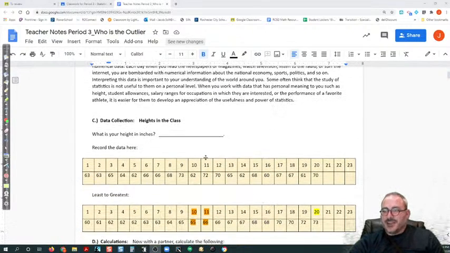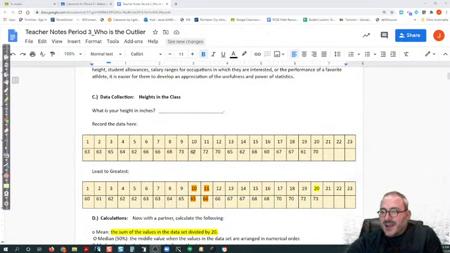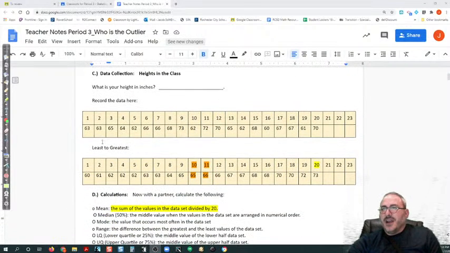Data collection: heights in class. What are your heights in inches? So in class, what we did was we asked you to tell us your height in inches. And all these numbers here are the various heights in inches of students in our class. Notice how the data is not yet organized.